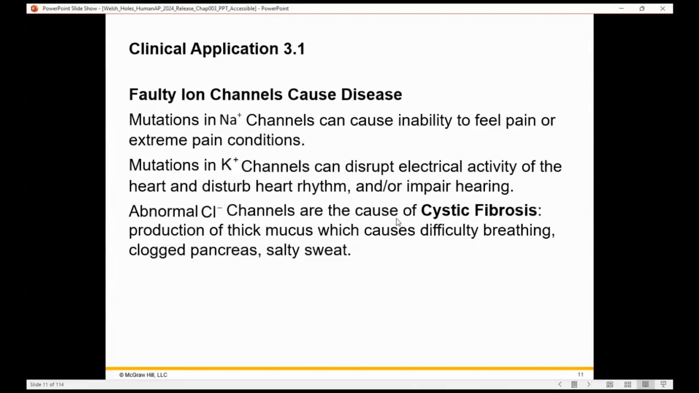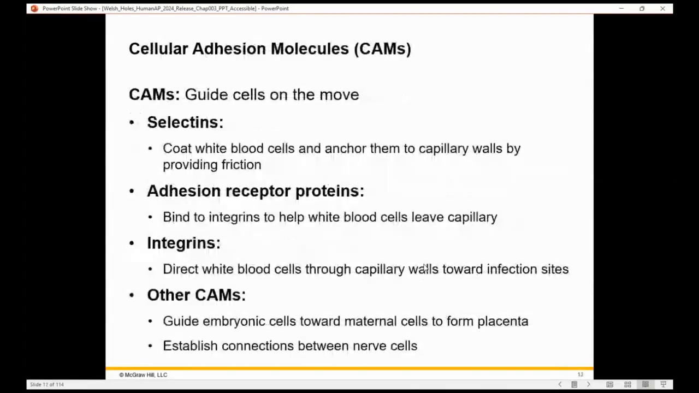Abnormal chloride channels cause cystic fibrosis. So these individuals will have production of thick mucus, which causes difficulty breathing, a clogged pancreas, and salty sweat.